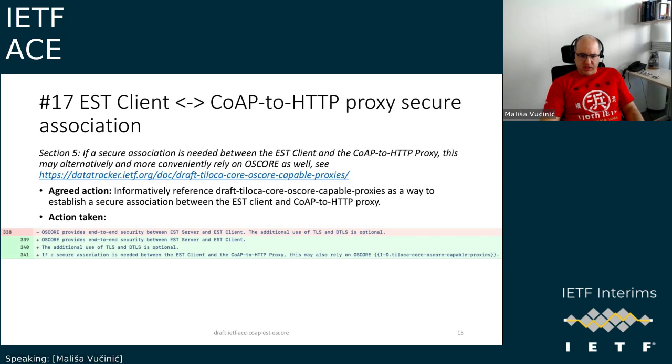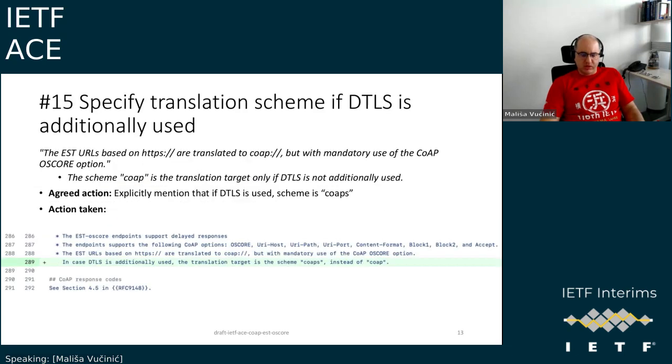I think I skipped one, a non-controversial one: specify translation, number 15. Specify translation scheme if DTLS is additionally used. Essentially, we were missing being specific that EST URLs based on HTTPS are translated to CoAP when OSCORE is used, but in case DTLS is additionally used, the translation target is the scheme coaps. So this was just a clarification in the draft. That would be the last resolution of the items from the previous meeting.